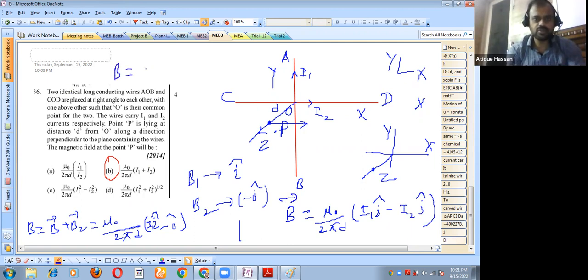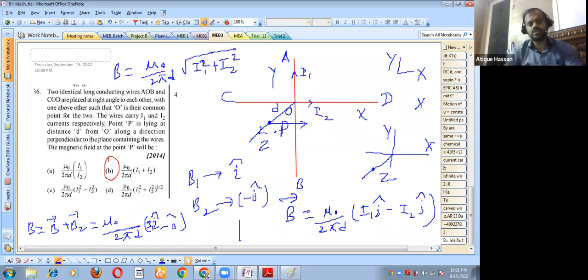B will be equal to mu naught by 2 pi d, which will be common, and it will be under root I1 square plus I2 square. The main concept is that both are perpendicular, so the resultant will be the square root of the sum of squares. In one line you can solve. Understood? So the correct answer is not B, the correct answer is D: mu naught by 2 pi d, under root I1 square plus I2 square.